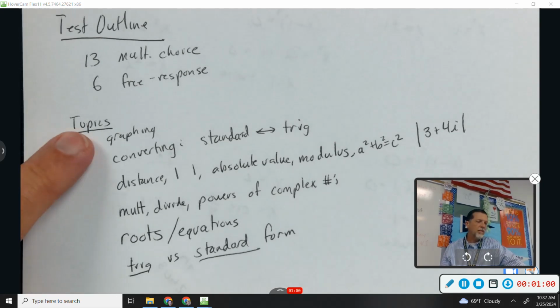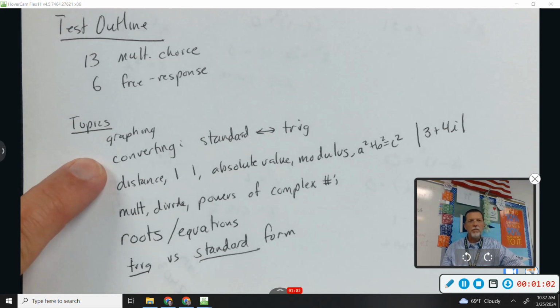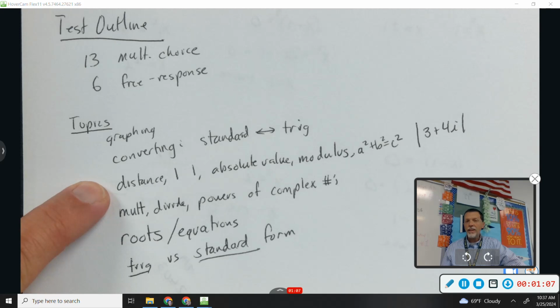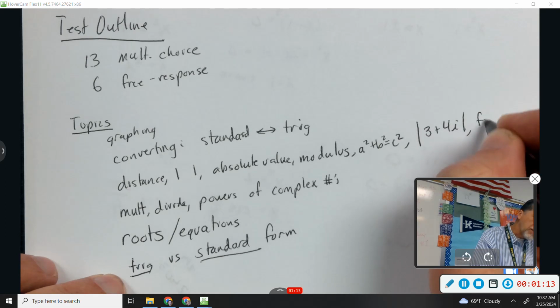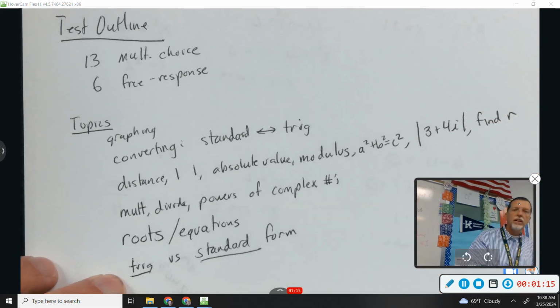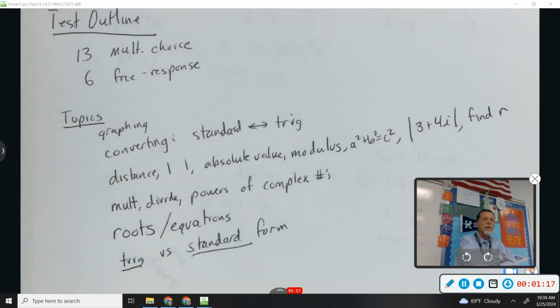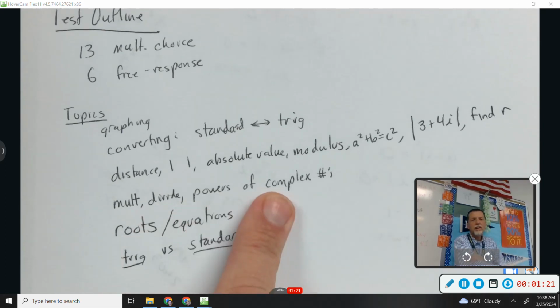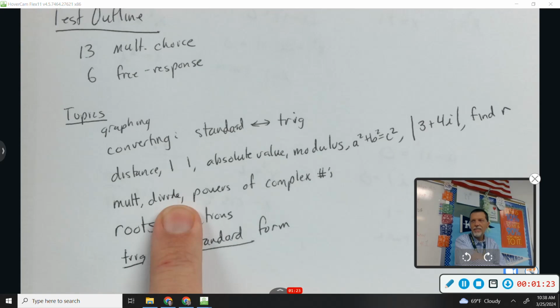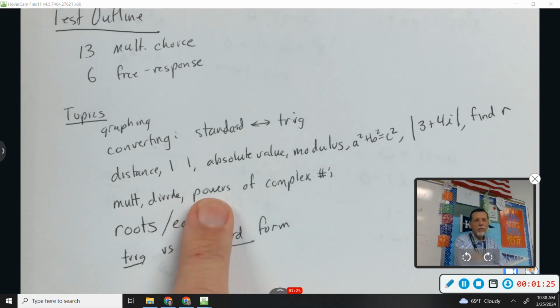Topics covered: graphing, converting. I mean, we did converting just now, we do that a lot. Distance, we haven't done that in a while, but that's just how far you are from the origin. Let me give one more name for that: finding r. And then multiply, divide, and powers with complex numbers, right, where you multiply the numbers and add the angles, or power the numbers and multiply the angles.